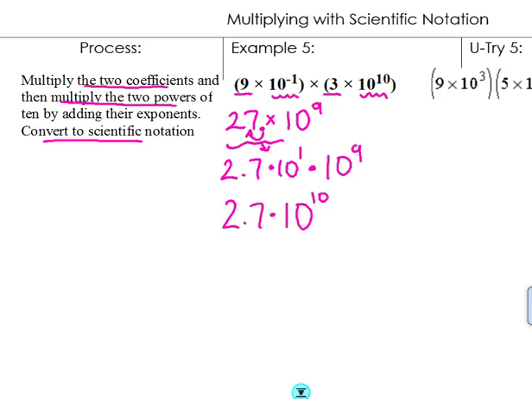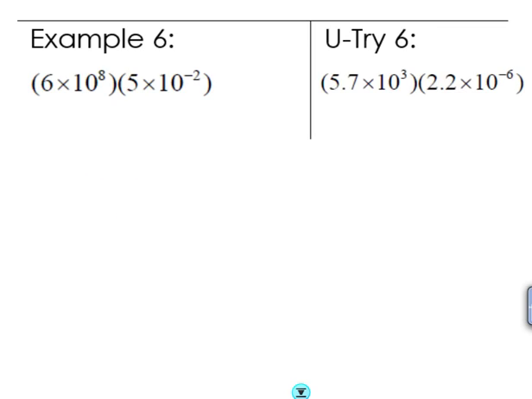Here's your you try. Multiply your coefficients first and the tens. Convert the coefficient only back to scientific notation, and then add your exponents. Here's my next example of multiplication.